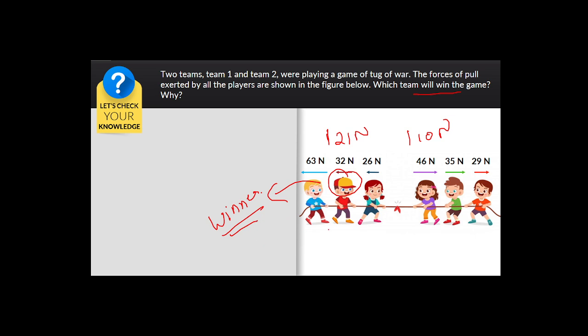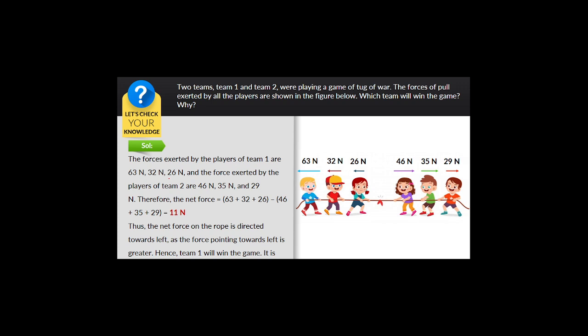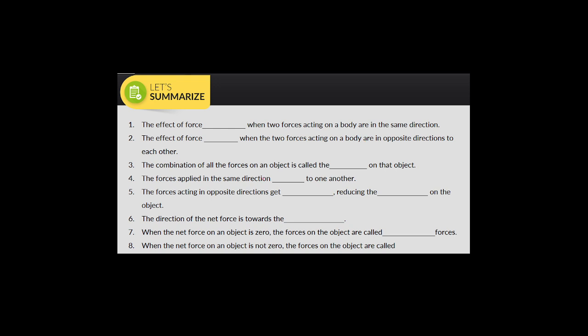Good. So here, is this an example of balanced or unbalanced force? I think it's unbalanced. Very good. That's why the motion is taking place, right? Yeah, so this team is the winner. Okay, that's great.